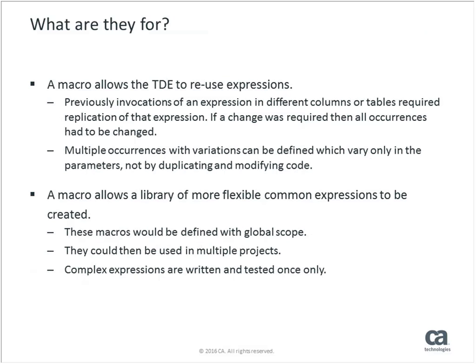And the other reason is that you can build up a library of these things. So if you find yourself using the same expression over and over, rather than cut and paste it, you can define variables at global scope. Then you can reuse them in any number of projects, and you can be sure that once they're written and tested, you don't have to keep retesting them over and over for every project that you do.